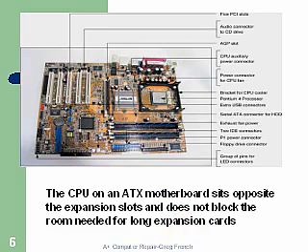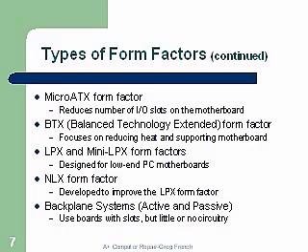Types of form factors continued. The micro ATX form factor came out. It reduces the number of I/O slots on the motherboard, and it becomes a much smaller board. Now the BTX, that's a fairly new one. That's the Balanced Technology Extended form factor. It focuses on reducing heat and supporting the motherboard. There's also the LPX and the mini LPX form factors, designed for low-end PC motherboards. The NLX form factor was developed to improve the LPX form factor. Backplane systems, active and passive, use boards with slots but little or no circuitry. Those were mostly for the smaller slimline cases.